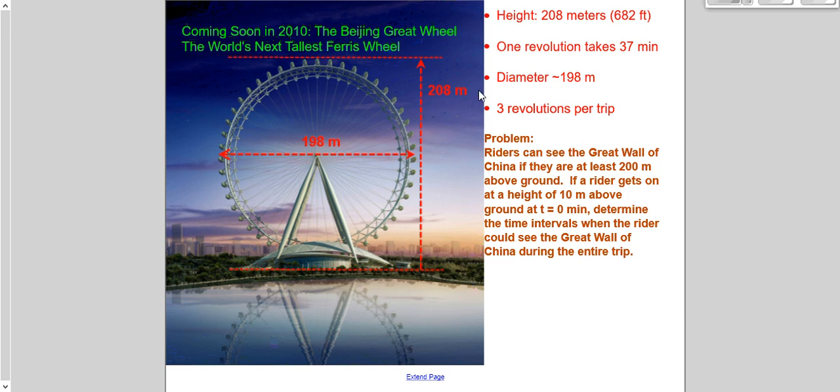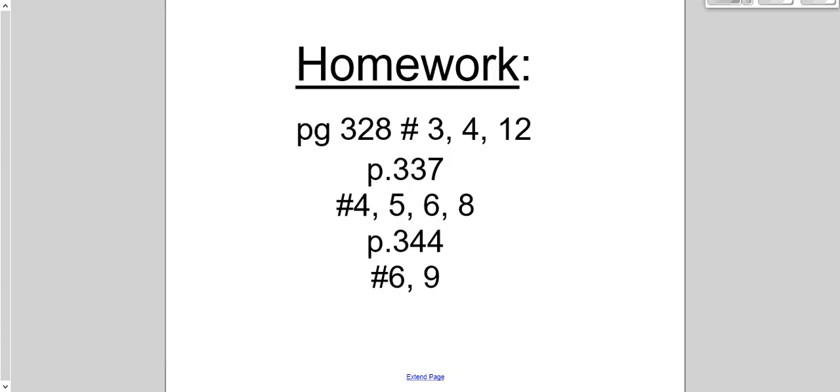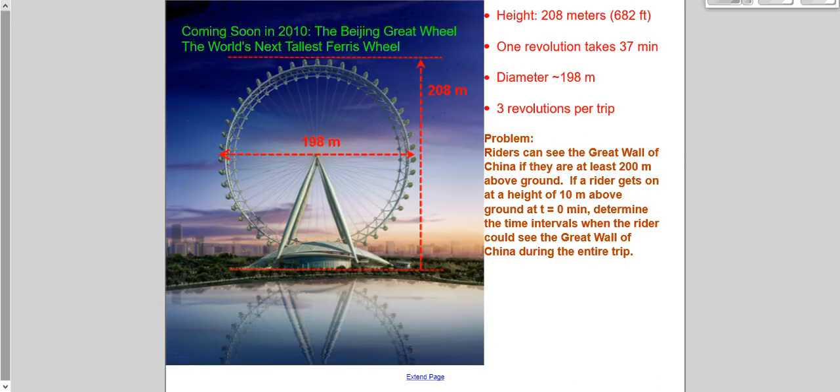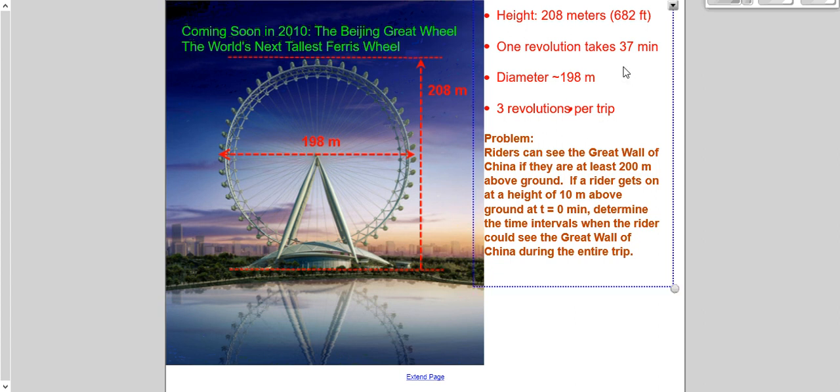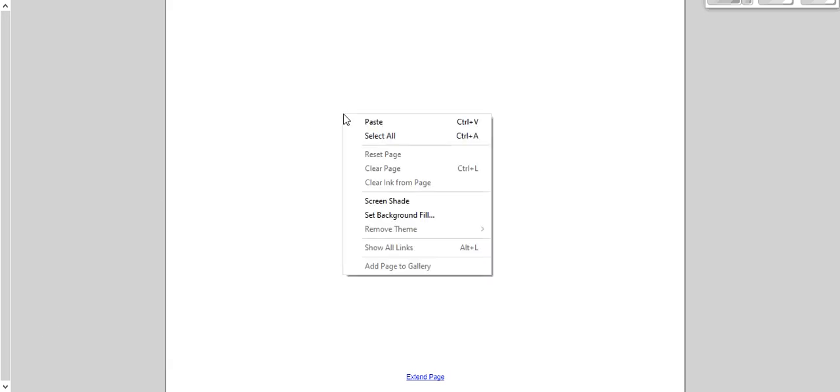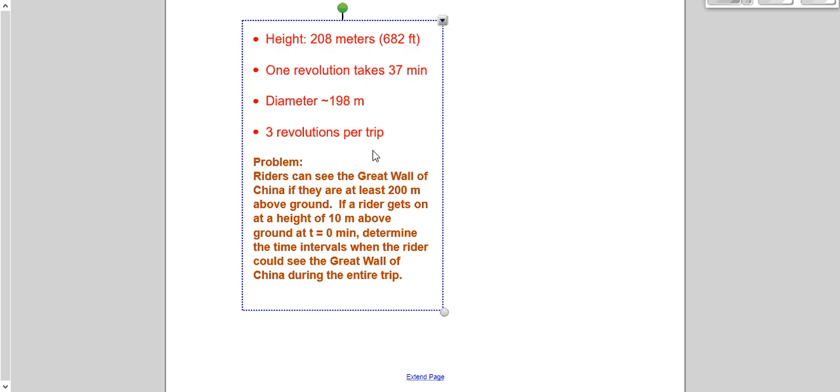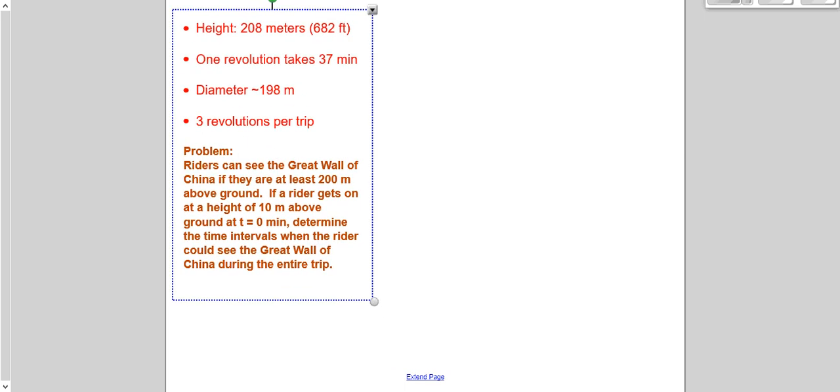So I'm actually going to start with a graph. I need a graph in order to help me figure out my equation. Let me just steal this here, copy it, and go to the next page and paste. Okay. This is all the information that I need.